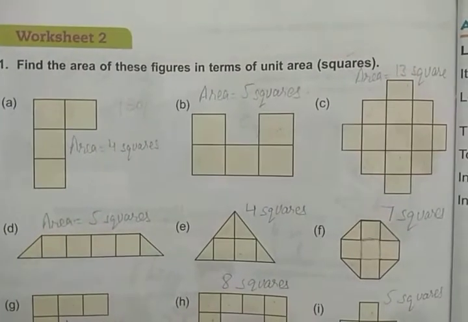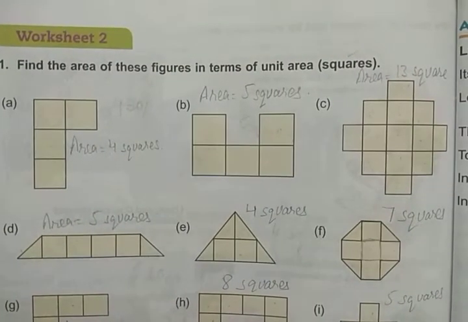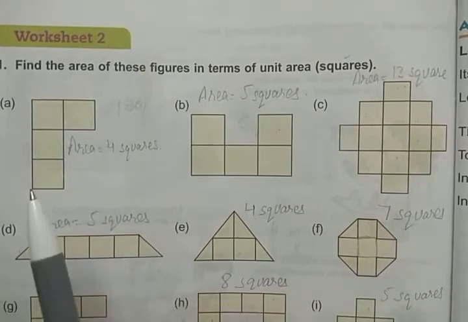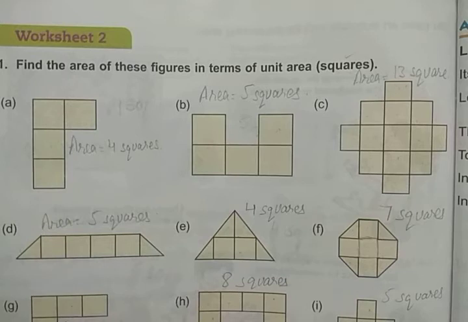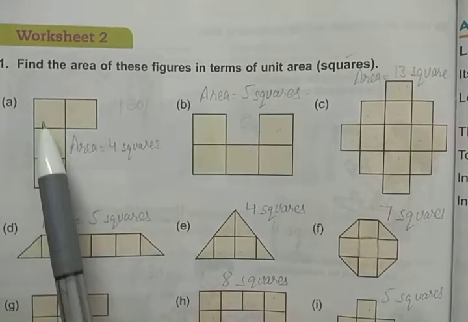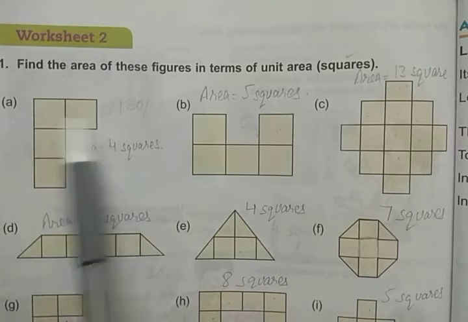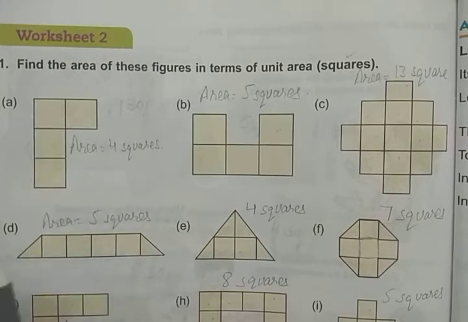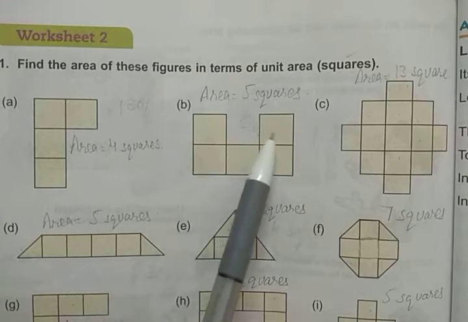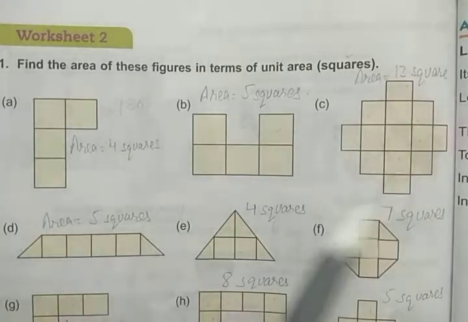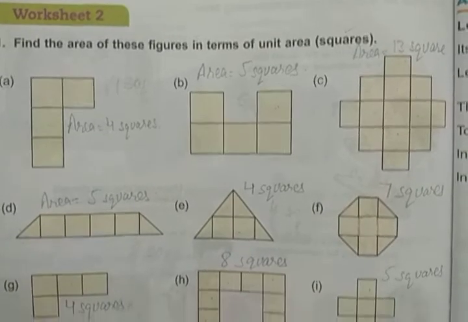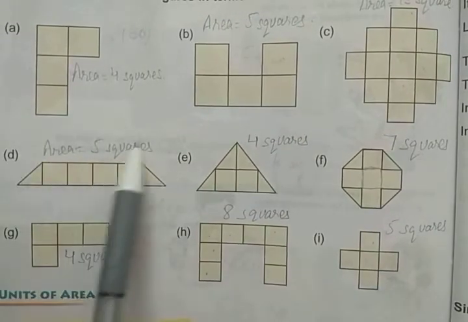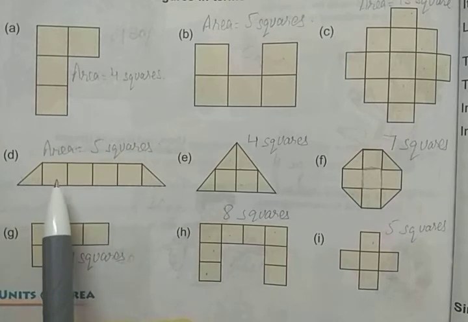And here is worksheet number 2, in which we have to find out the area of the figures in terms of unit area. So what do we do in this? We count the number of squares and then we write the area. So 4 square units, right? Here also we counted 5 squares. Similarly, when we count this, we get to know the area of the figure, the unit area, in terms of squares.